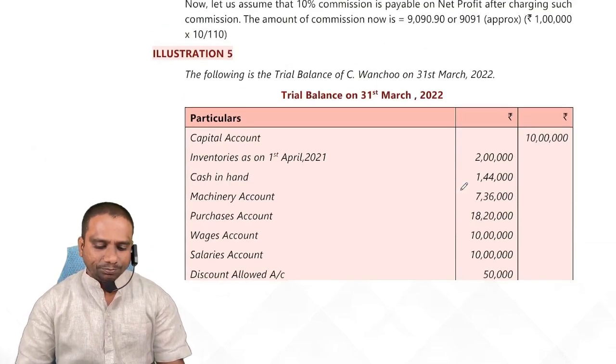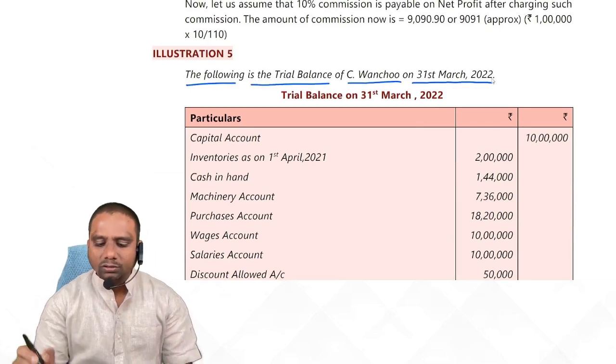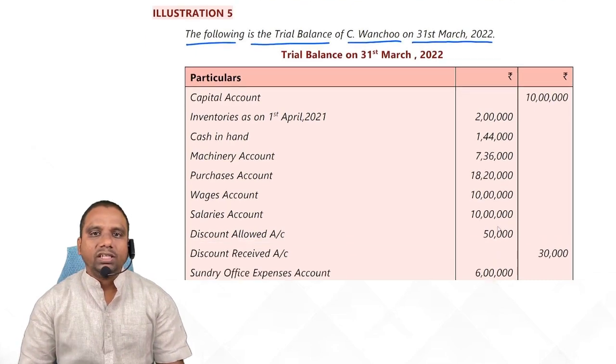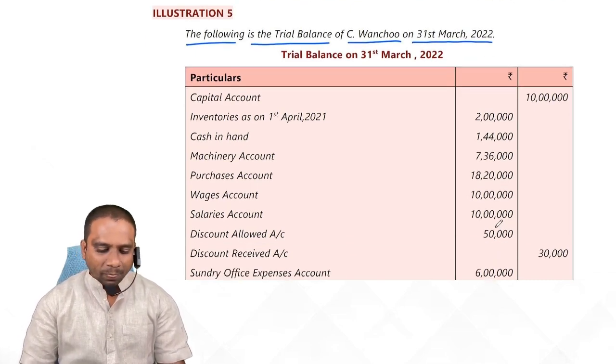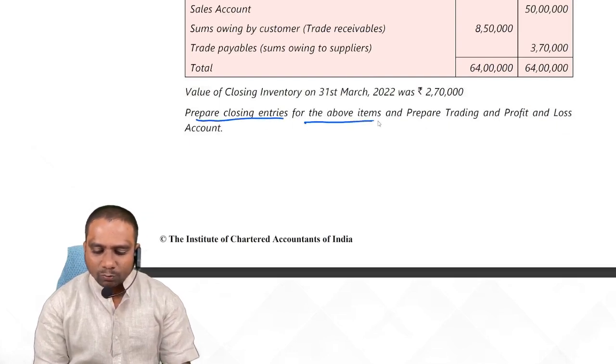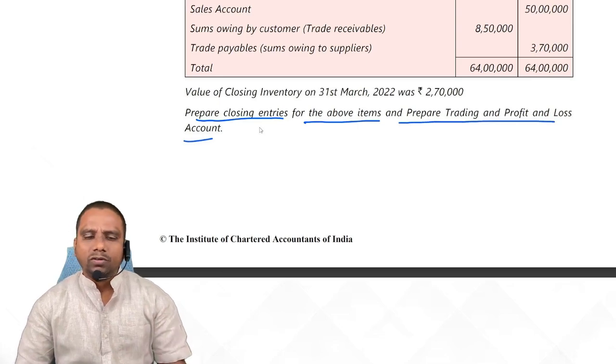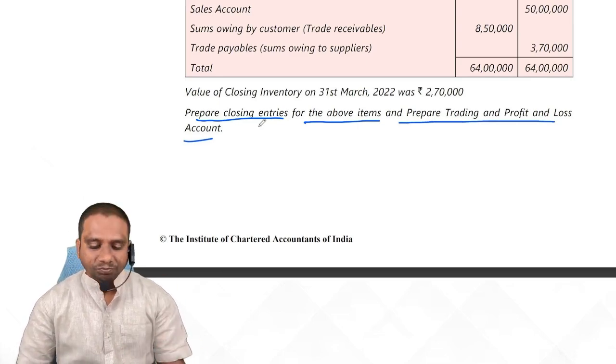Illustration 5, look at. The following is the trial balance of C Vanshu on 31st March 2022. They are giving the trial balance. Capital, inventories. What's the requirement? Prepare closing entries for the above items and prepare trading and profit and loss account. First, you prepare the trading and profit and loss account. After that, you can write closing entries.